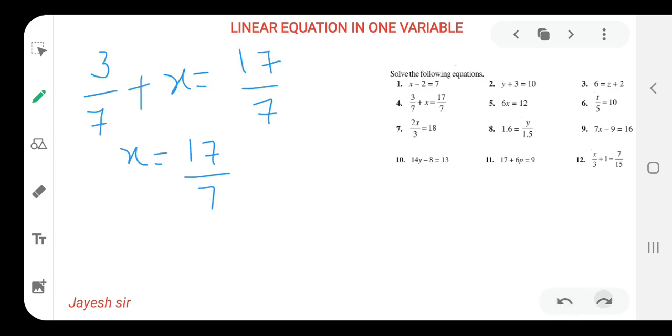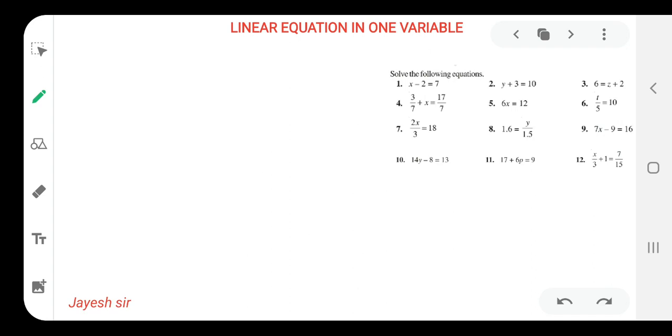Our eighth sum is 1.6 equals y upon 1.5. Here 1.5 is in division. After going to that side of the equals sign, it will come in multiplication. So we can do 1.6 into 1.5. Yes, friends. Now what are we supposed to do? If we are not able to multiply 1.6 into 1.5, then what can we do? If I want to, I will do it like that. 2.40 is my answer. Done. But how? So let's solve it.